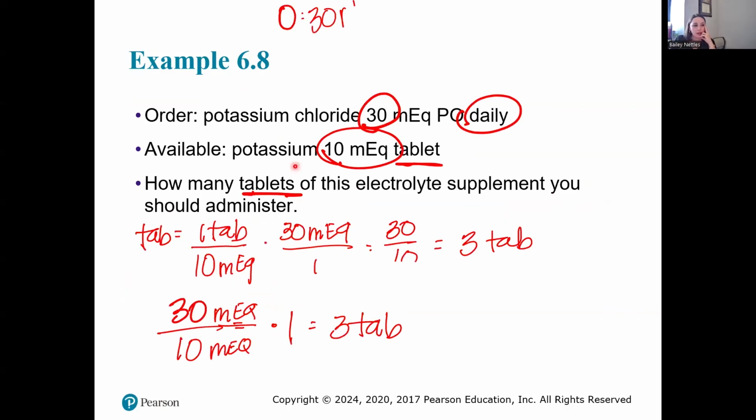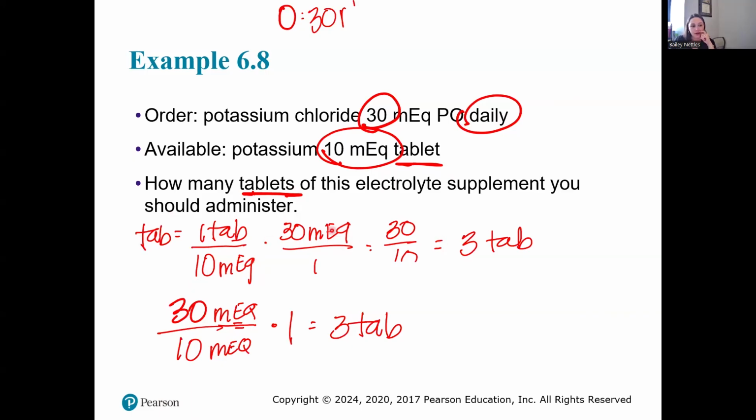All right. So a patient needs 30 milliequivalents of potassium daily. I have a 10 milliequivalent tablet. How many tablets are you going to give per dose? So 1 tablet equals 10 milliequivalents. But do I have any other milliequivalents? Yeah, I have my 30.